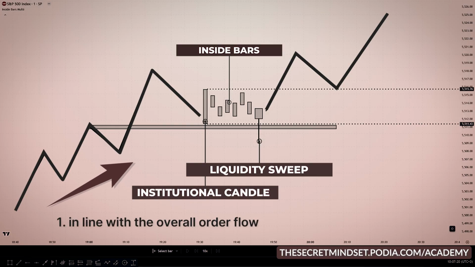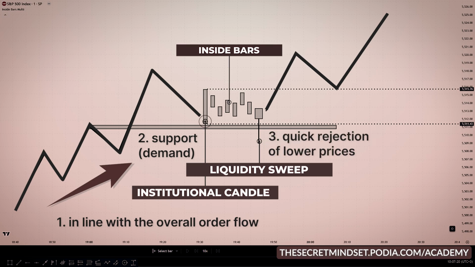Any buy signal after an institutional candle and a pin bar must be strengthened by several factors. First, it must be in line with the overall order flow. Then it must be at a clear support level with several touches, or at an unmitigated demand area. And the quick rejection of lower prices must confirm the buying pressure.